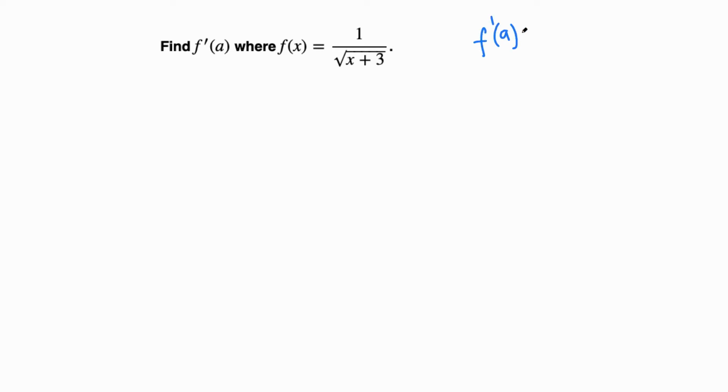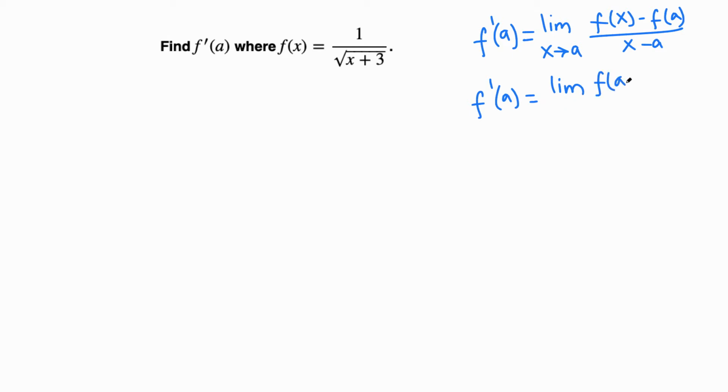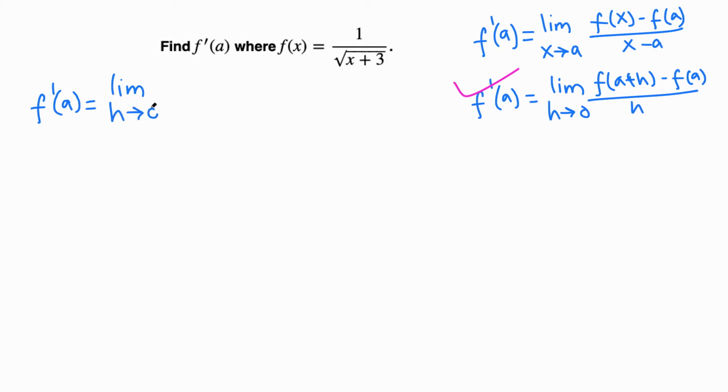F prime a is the limit of f x minus f a over x minus a as x approaches a, and there is another formula, the limit of f of a plus h minus f a over h as h approaches 0. So this one will be more useful, so I'm going to use the second formula, that is f prime a equals the limit as h approaches 0 of f of a plus h minus f a over h.